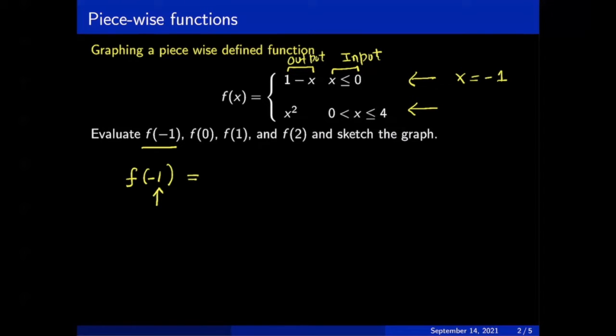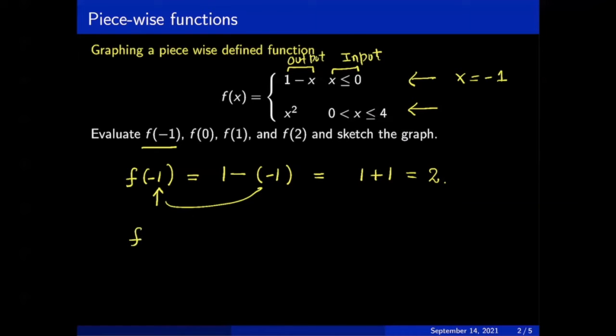Since this belongs to the first row, the only output which really concerns me is in the first row. So I will look at the output, which is 1 minus x. In place of x, I'm going to have a placeholder, and in that placeholder I will place this -1, and therefore this will be 1 minus minus 1, which is 1 plus 1, equal to 2. This is the value of my function at the input x equal to -1.